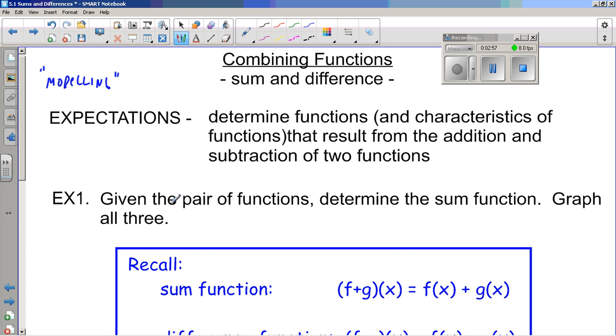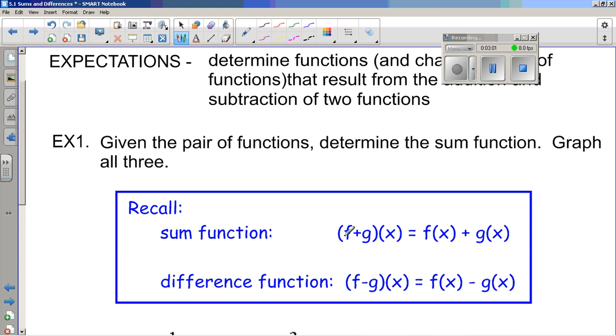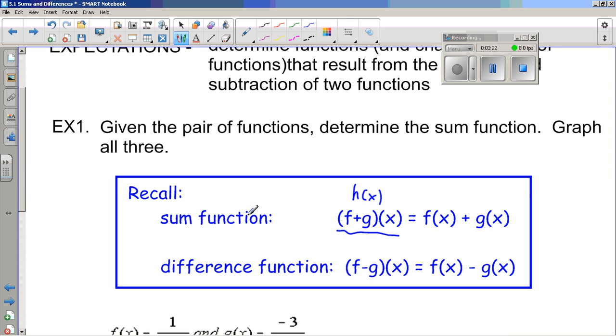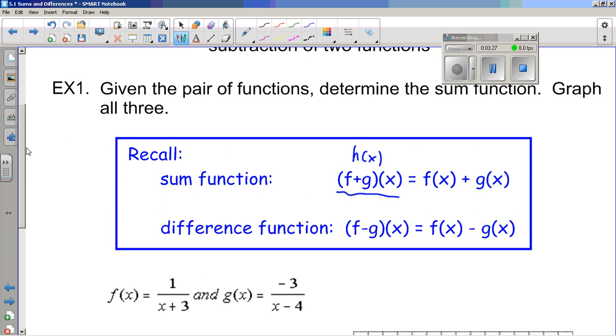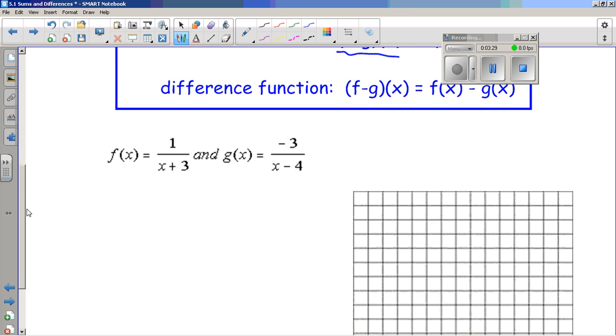Okay, example 1. Given the pair of functions, determine the sum function, graph all three. And there's a little recall of the notation, right? This notation means a new function, and this is how we make it. So sometimes we say it's this, right? This new function is the old two added, but we also just use this new notation. So don't be afraid of the new notation, because we have seen it before. And so we want to determine the sum function and graph all three.